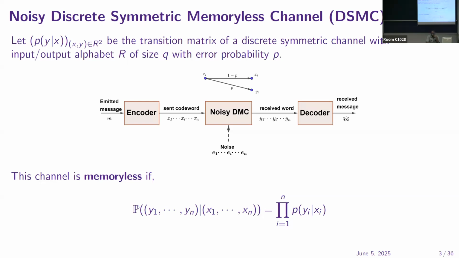The channel is memoryless if the probability to receive the word y given the code word x is the product of conditional probabilities. This is important to establish the relationships between conditional probability, transmission matrix, and random minimum distance.